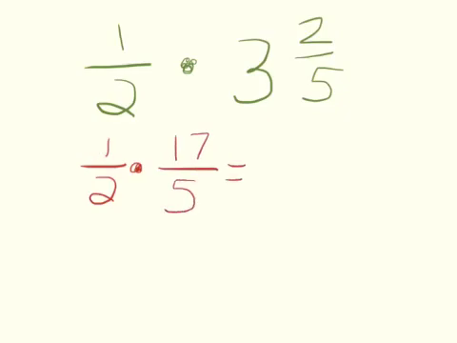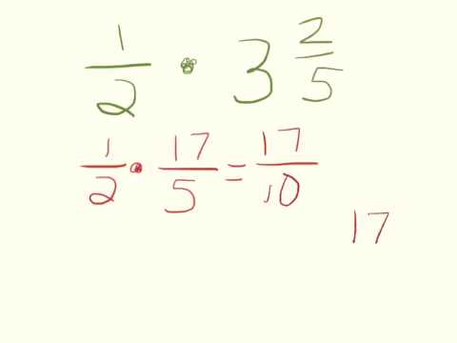I look for opportunities to cross-cancel. 1 and 5, nope. 2 and 17, nope. So I'm simply going to multiply. So I'm going to multiply my numerators. 1 times 17 is 17, and 2 times 5 is 10. Now I have to write it as a mixed number. I have to simplify this.